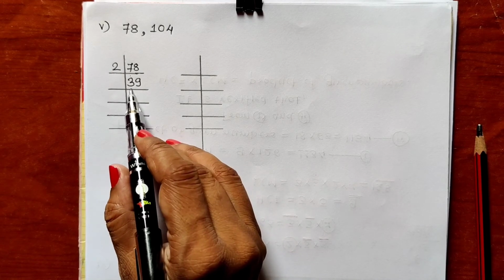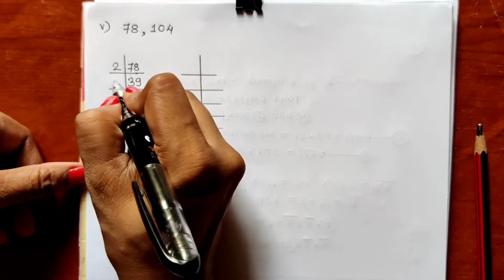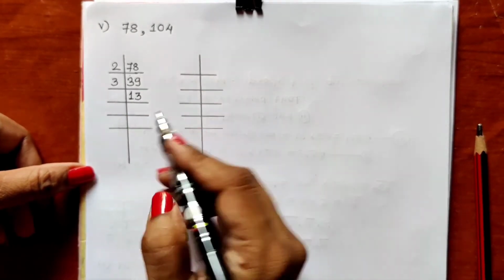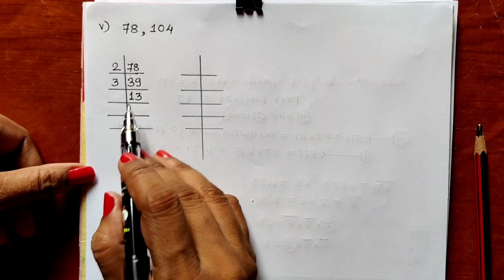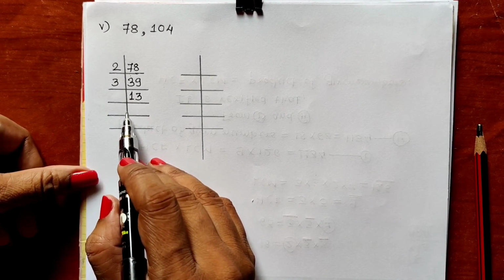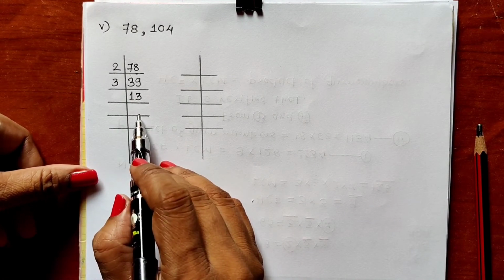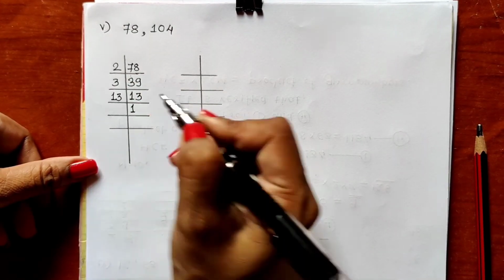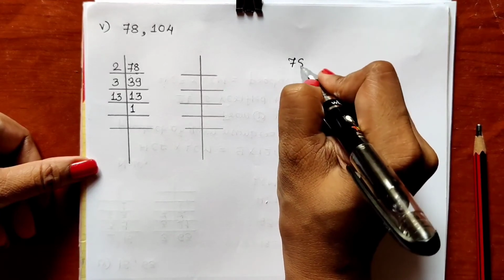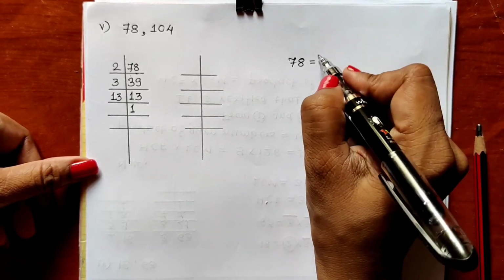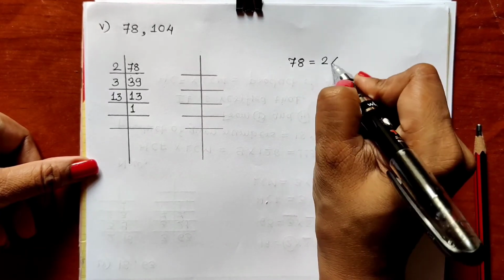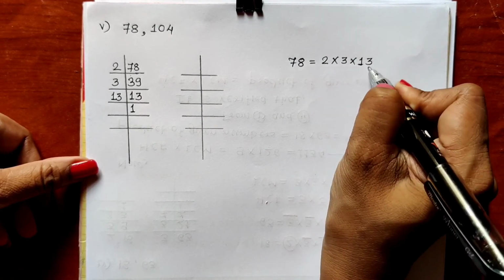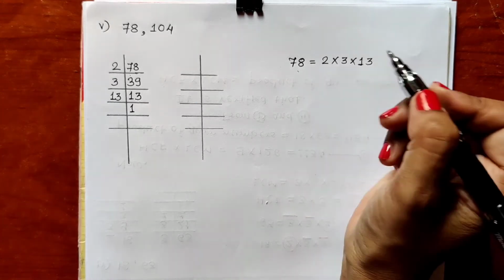So it is not divisible by 2. It will be divisible by 3 because 3 and 9 is there. So it is divisible by 3. 3 1s are 3. 3 3s are 9. We have got 13. 13 is not a composite number. It is a prime number. It is not divisible by any other number. So 13 1s are 13 we have got. Factors of 78 are 2 into 3 into 13. 2 3s are 6. 6 into 13 is 78.